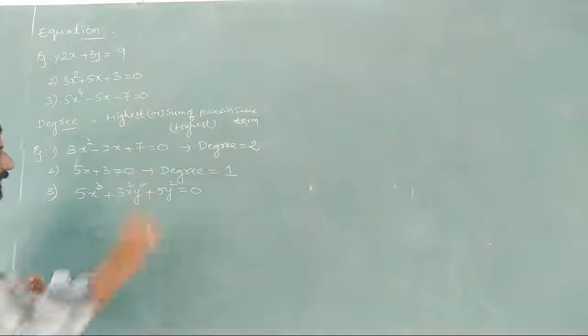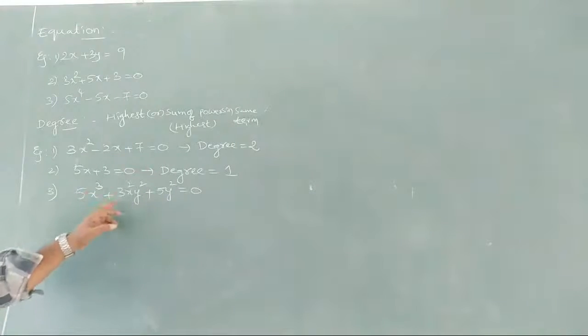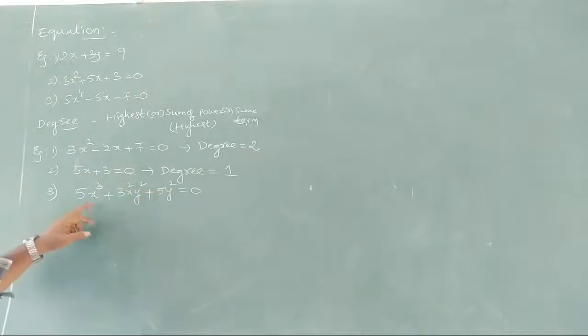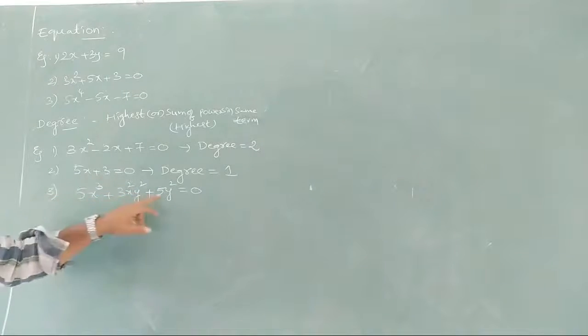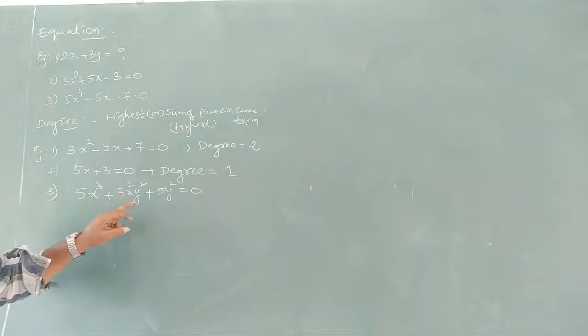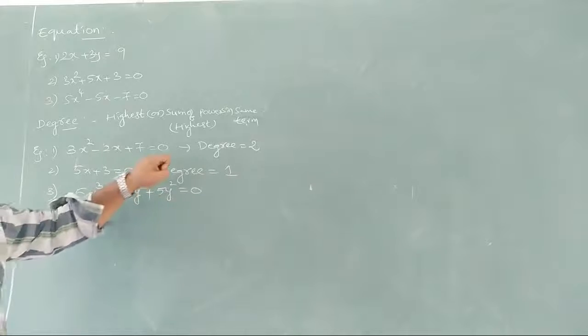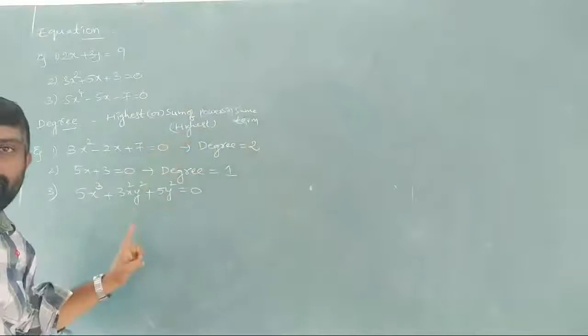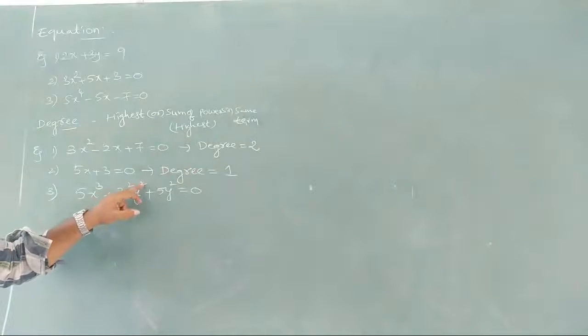Let me take this: 5x cube plus 3x square y square plus 5y square. Now you observe the highest power of x is 3, and for y it is 2. But the term x square y square is already what we wrote here: the degree is the sum of powers in the same term, and it should be the highest among all. So here we have 2 and 2.